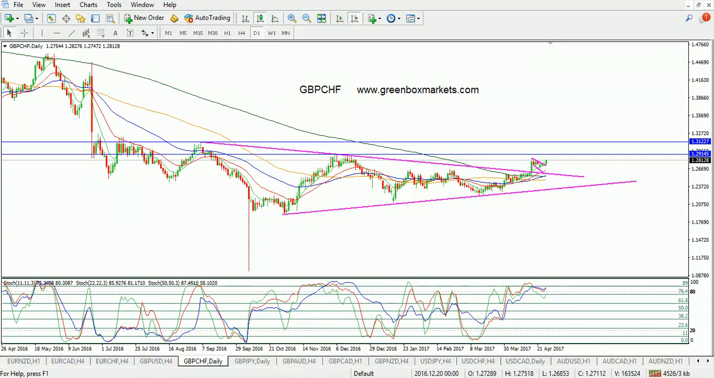I sent out a setup on the pound Swiss franc yesterday, and I just want to follow up on that quickly. Unfortunately, I was not in front of my laptop at the time that this took place, so I've missed this position. I'm hoping that the analysis I sent out yesterday has helped a lot of you guys to actually get into this trade.